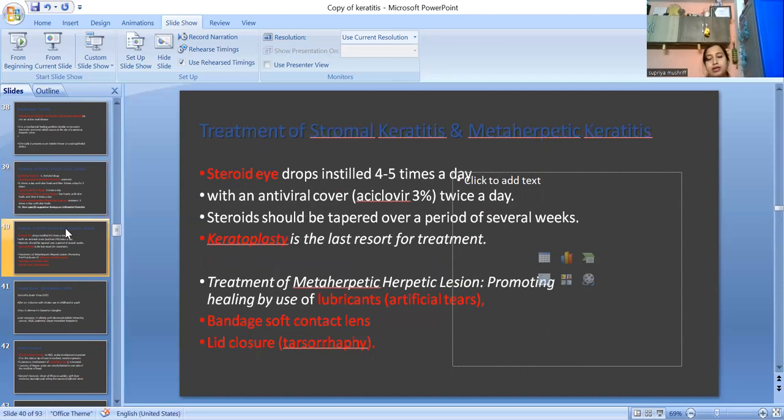Treatment of stromal keratitis and metaherpetic keratitis can be done with steroid eye drops instilled 4 to 5 times a day with an antiviral cover of acyclovir 3% twice a day. Steroid should be tapered over a period of several weeks. Keratoplasty is the last resort for treatment. Treatment of metaherpetic lesions, as we have discussed earlier, should promote healing by use of lubricating artificial tears, a bandage soft contact lens, and lid closure or tarsorrhaphy.